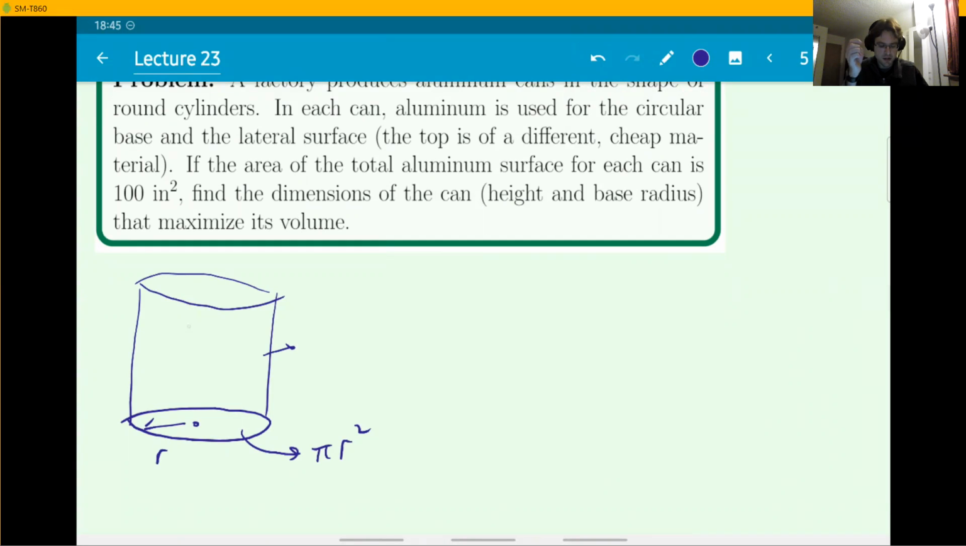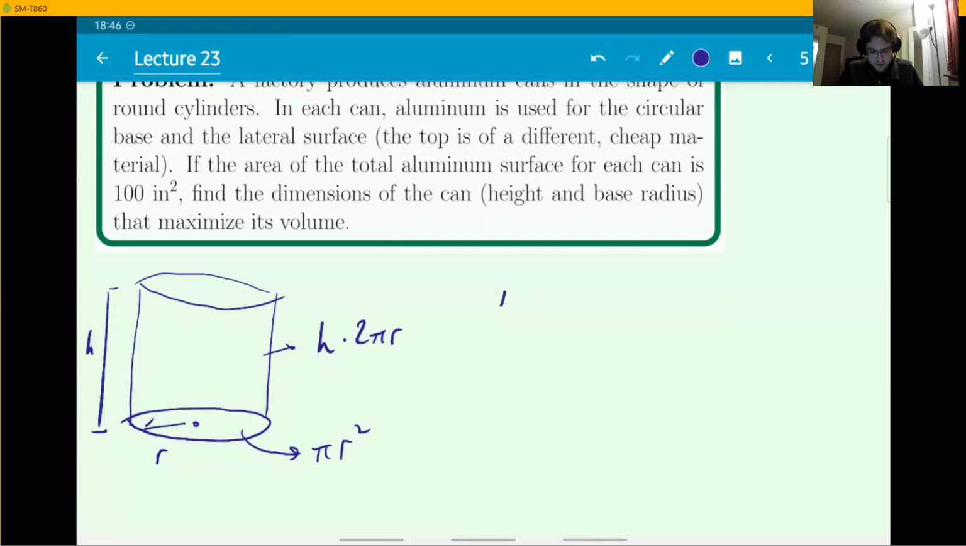Imagine cutting it vertically somewhere and then opening it up. It becomes a rectangle. The height of the rectangle is h, if you call h the height of this can. And what is the length of the base? That would be the same as the circumference of the base, right? 2 pi r. This is how you find the lateral surface of a cylinder, like this, a round cylinder.